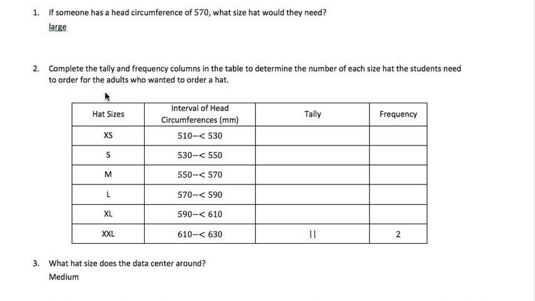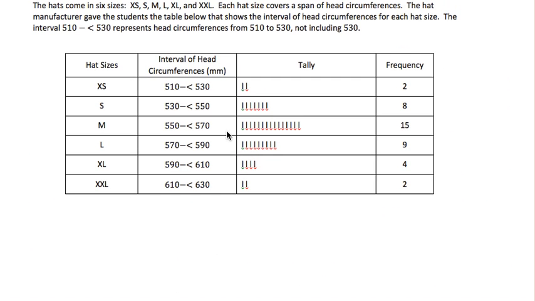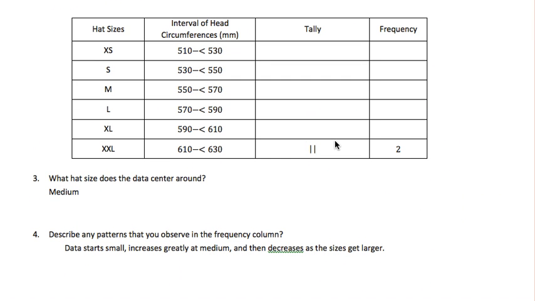We completed our table up above. The hat size of the center is clearly medium. We have quite a few mediums. And what we should notice is the data starts small and increases greatly at medium and then decreases as the sizes get larger.